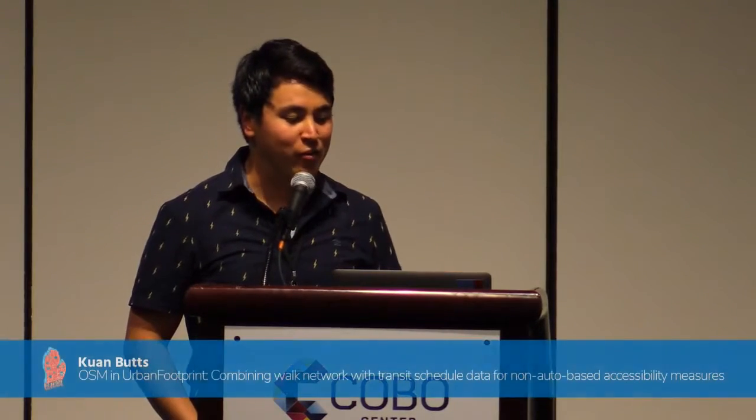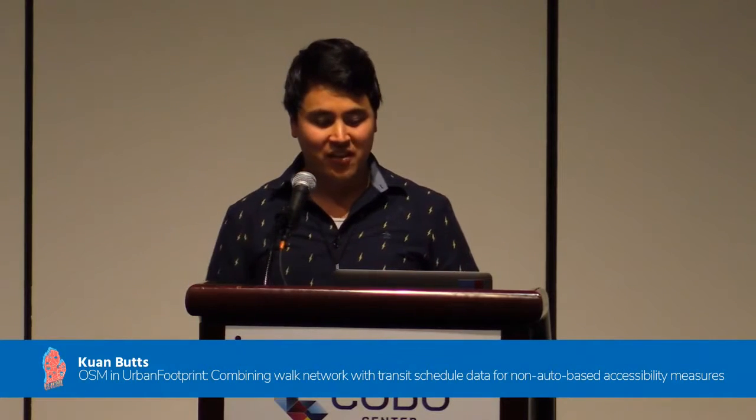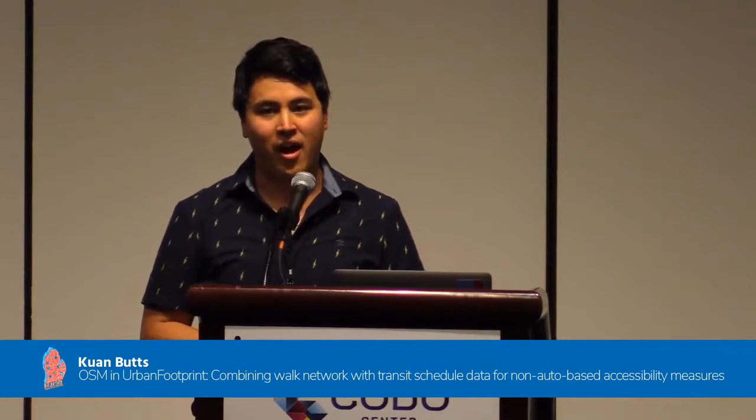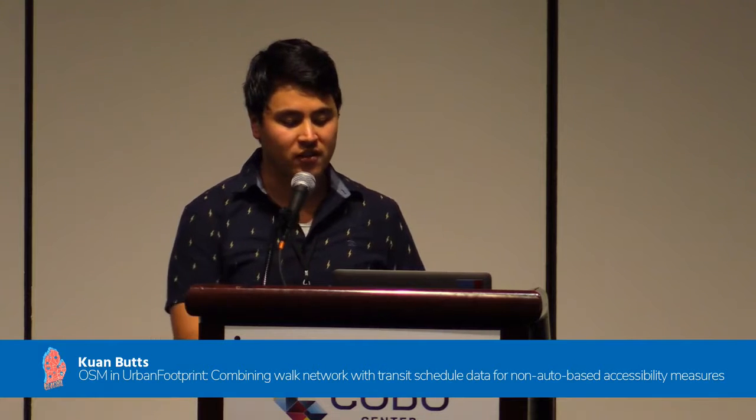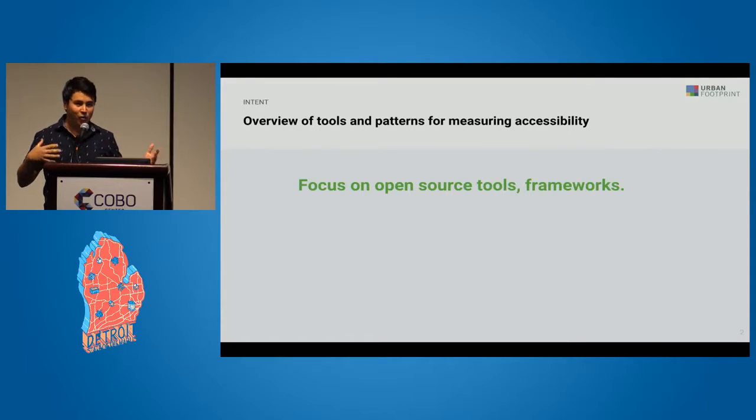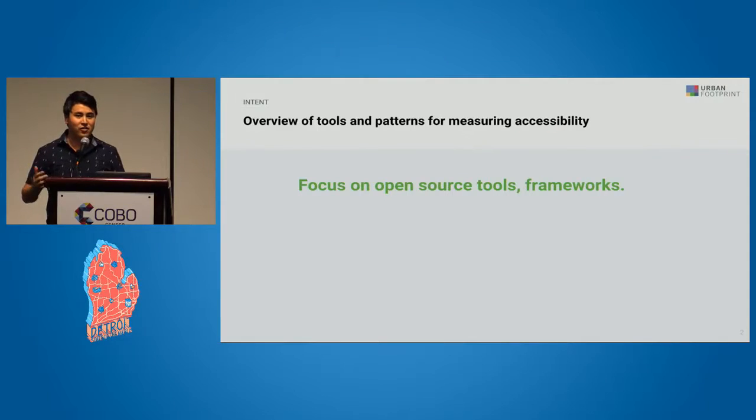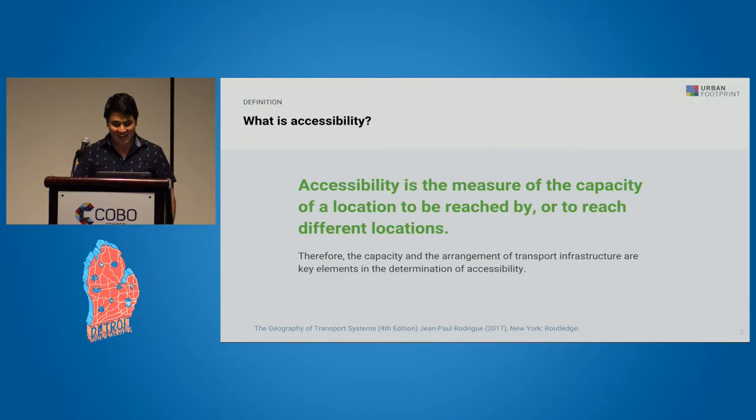So I'm Kwan. I work at UrbanFootprint, and the point of this presentation is to talk about how we compute walk and transit accessibility in UrbanFootprint. And I don't actually just want to talk about how we do it at UrbanFootprint, but I want to give everybody here a set of open source tools and frameworks that are really quick and handy, so you can do this on your own if you'd like to, or you can use UrbanFootprint for the enhanced features.